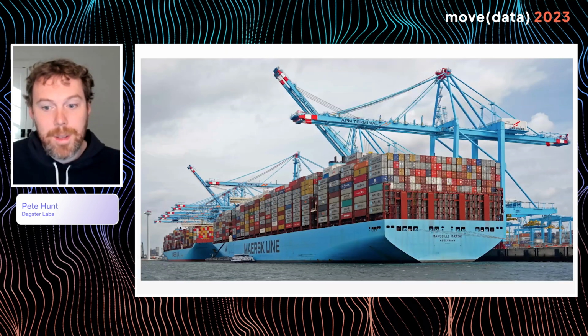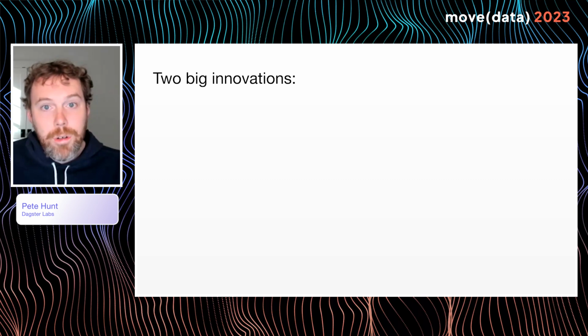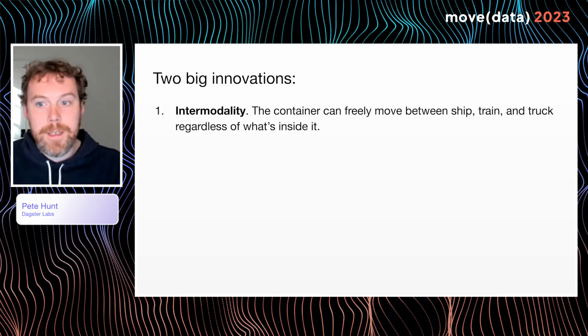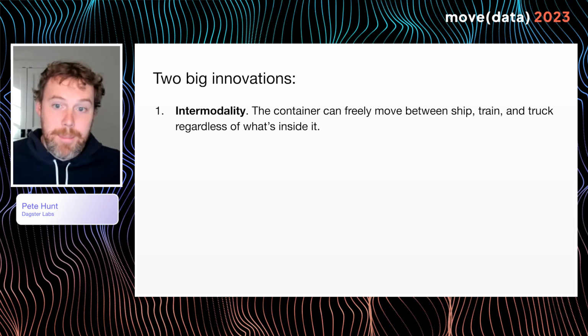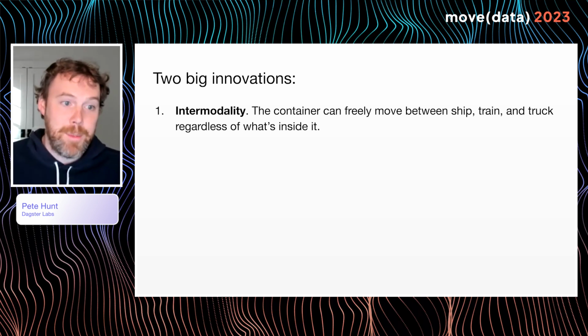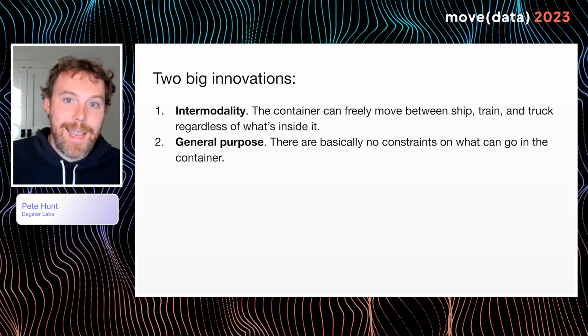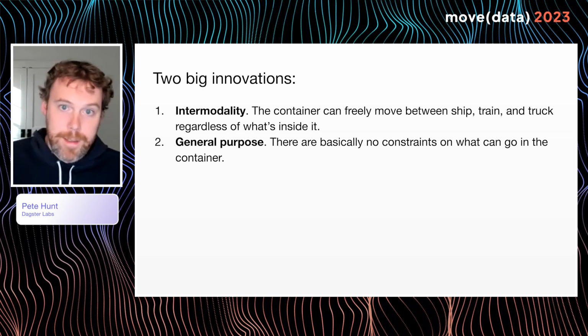These days, we don't do a lot of packing and unpacking. We use standardized shipping containers, which has completely revolutionized how we ship goods across the country and across the world. So there are two big innovations here. The first is intermodality. A shipping container can be moved without packing or unpacking it between a ship, a train, and a truck, and even other forms of transportation. The second is that they're general purpose. You can basically put anything into one of these shipping containers, and there are very few constraints as to what can go in there. Refrigerated goods can go in there, large goods, small goods, etc.